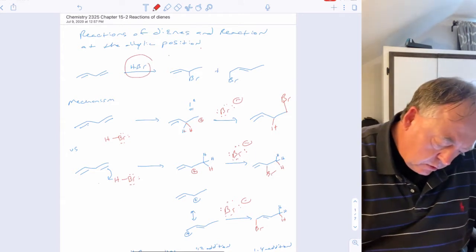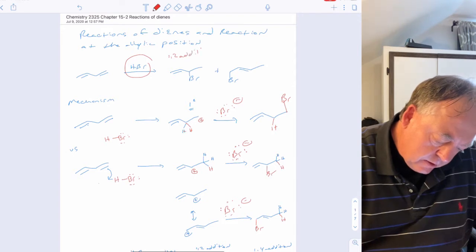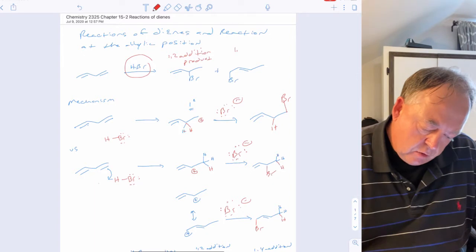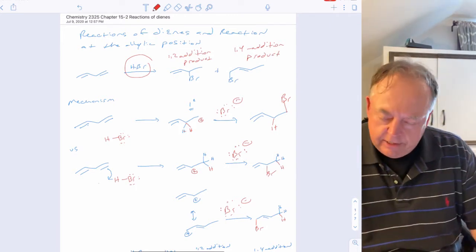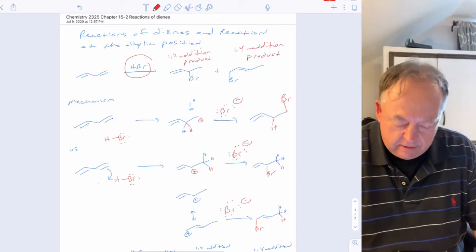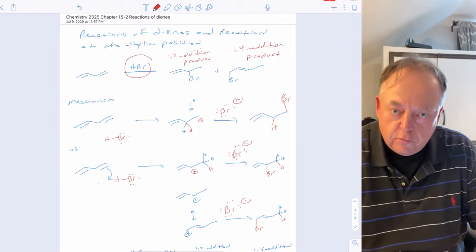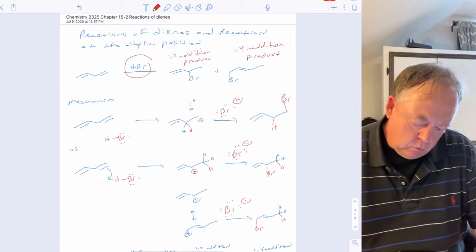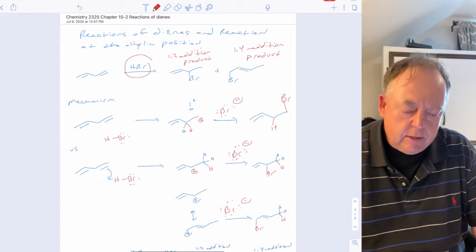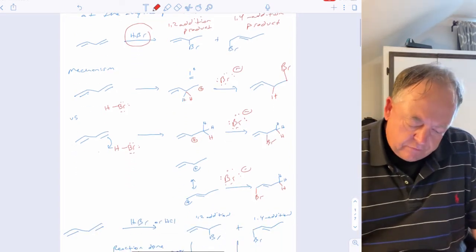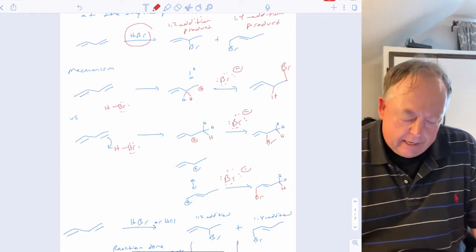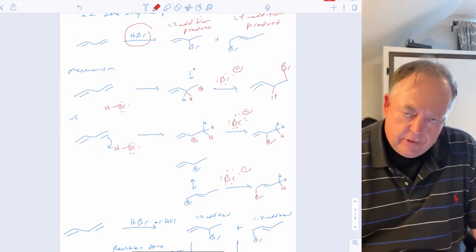This one's what's called the 1,2 addition product, and this one's called the 1,4 addition product. So with dienes, you'll always get at least two products, and as we'll see in another example, you'll get four different products. And then we'll want to look at which one of those is the major product depending on the conditions of the reaction. This is the mechanism we've seen in the previous semester in Organic 1 when we looked at Chapter 8, how alkenes react with HBr.